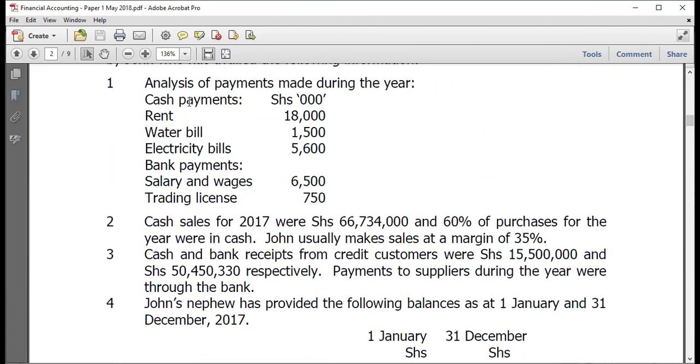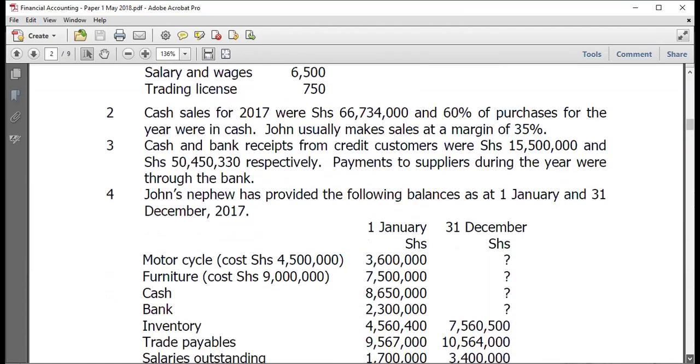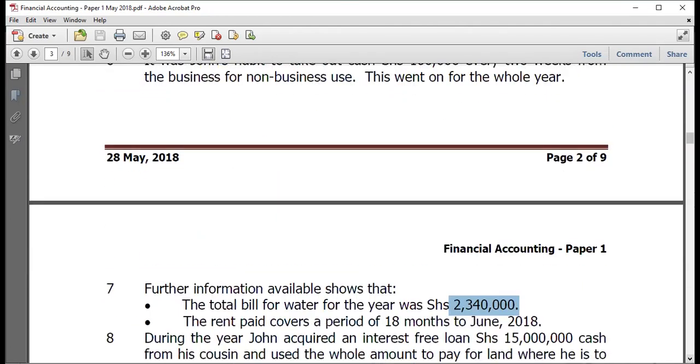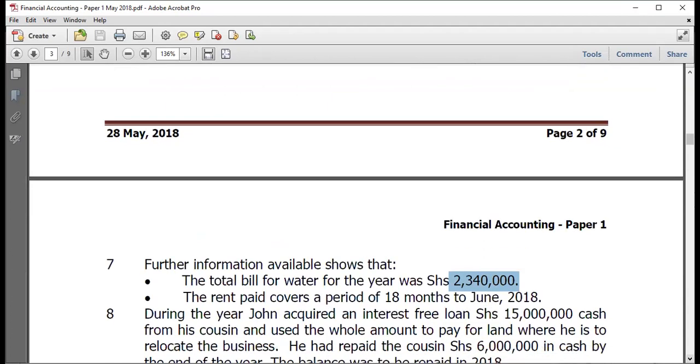Actually, they have already given us the cash payment, so for the water bills and so on, we only consider the cash payments. We wouldn't have to even struggle to look for it because we have already been given that value, the payment, and we've already recorded it.